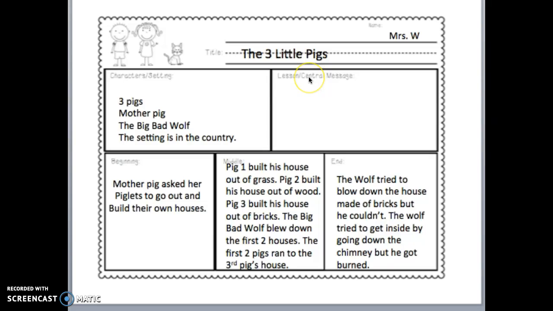What's the lesson that we can learn from this story? Well, the problem was that Pig 1 and Pig 2 did not take the time to build a strong house. So the lesson that I would learn from the story is take your time and do it right the first time. Instead of rushing and racing to do something in life, take your time and make sure you're doing a good job because it pays off in the end.